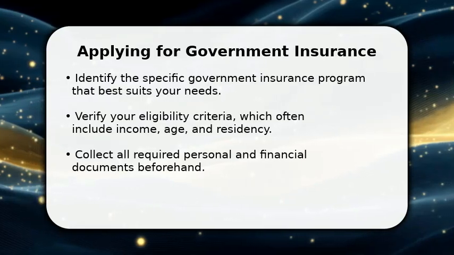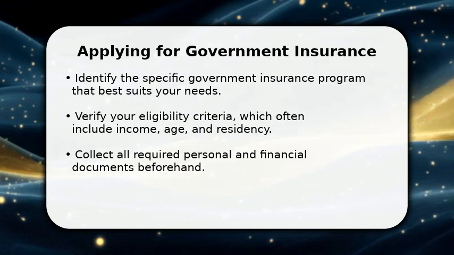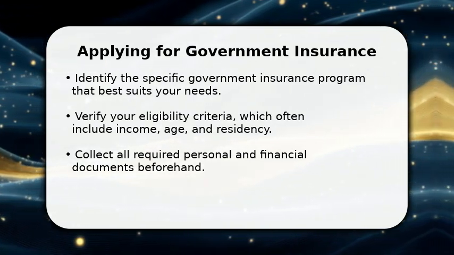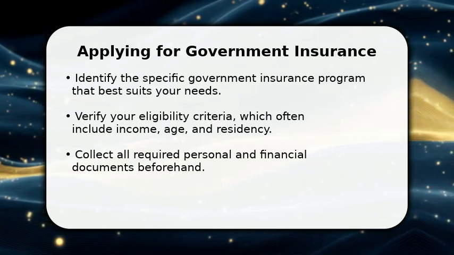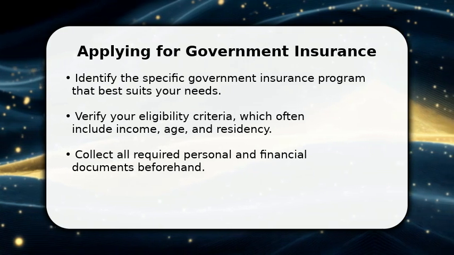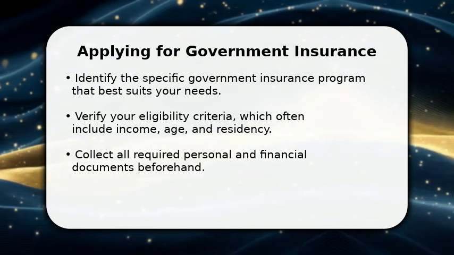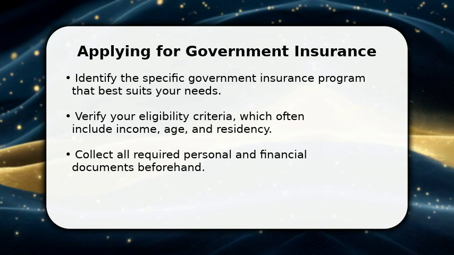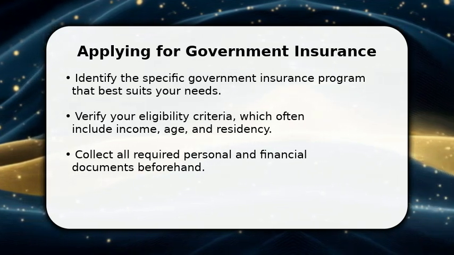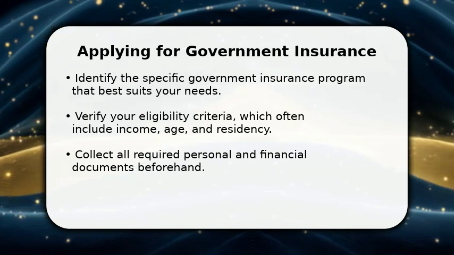In this video, I will explain how to apply for government insurance. First, identify the specific program that aligns with your needs, whether for health, unemployment, or other benefits. Next, carefully review the eligibility requirements, which typically involve income levels, age, and residency. Finally, gather all necessary personal and financial documents, like identification and proof of income, to ensure a smooth application process from the start.